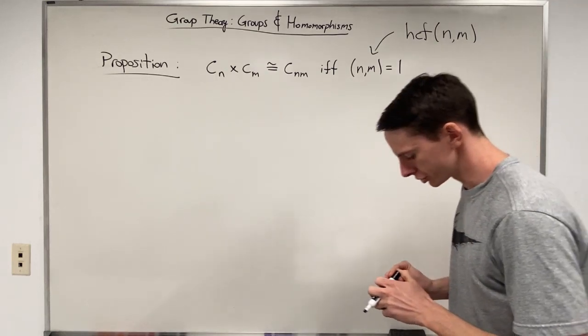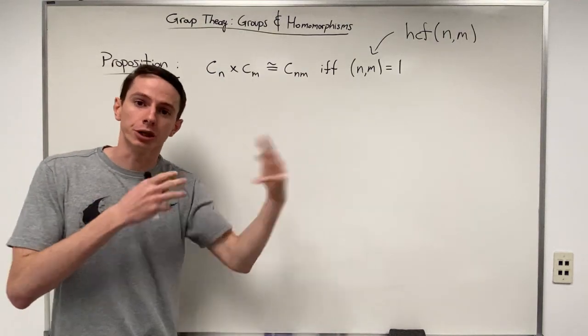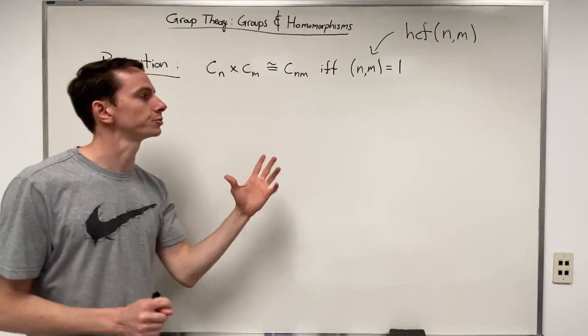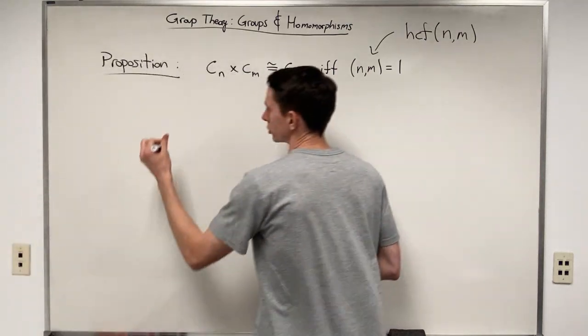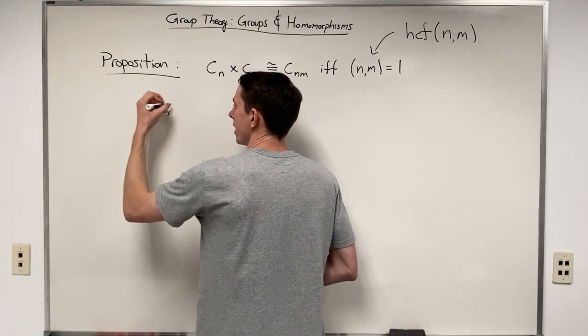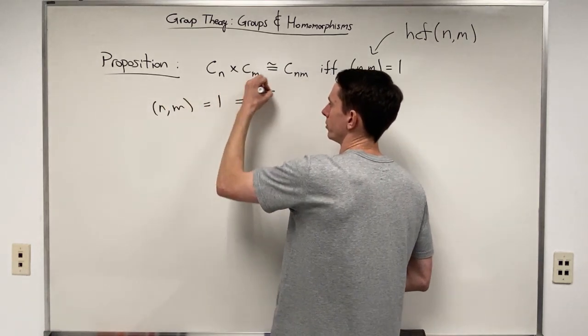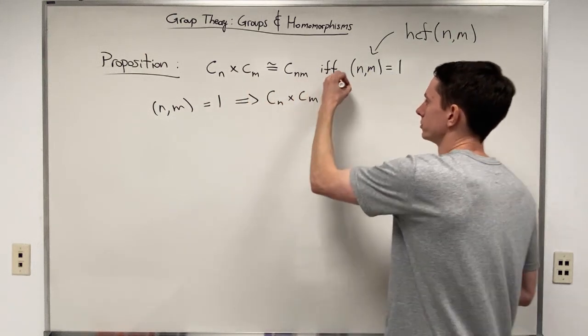Okay. So this is an if and only if statement, which means that we need to prove it both ways. And I'm going to start by proving it backwards, just because that's going to be a bit shorter. I want to do the shorter one first. So let me just write this out. If N and M, their greatest common factor is 1, then we know that C sub N cross C sub M is isomorphic to C sub NM.